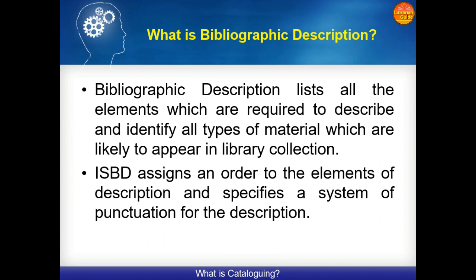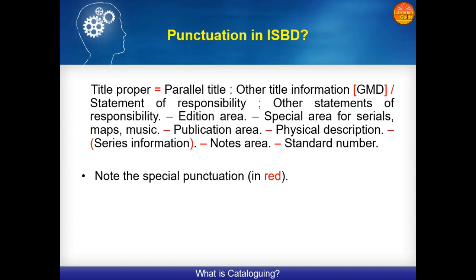Let's understand what is bibliographic description. We have been talking about that bibliographic description we put in one catalog. So bibliographic description is a list of all the elements which are required to describe and identify all types of material which are likely to appear in one library collection. And ISBD assigns an order to the elements of a description and specifies a system of punctuation for the description. Now it's very important here to understand the role of punctuation in ISBD.